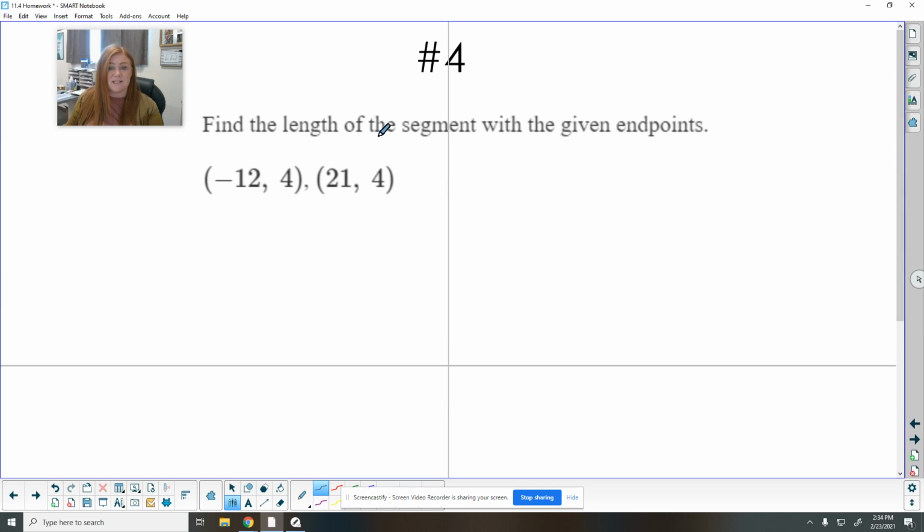Number 4 wants us to find the length with these segments. So I can notice that these are the same. The Y's are the same. But sometimes I can't visualize where this is. So I can draw myself just a very basic grid.